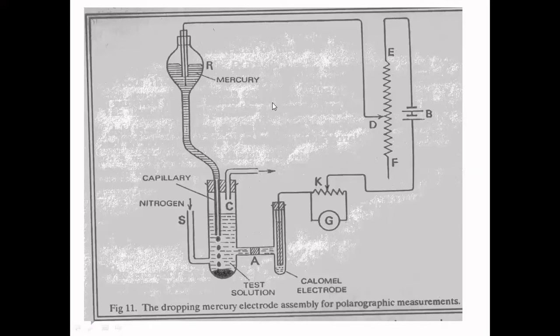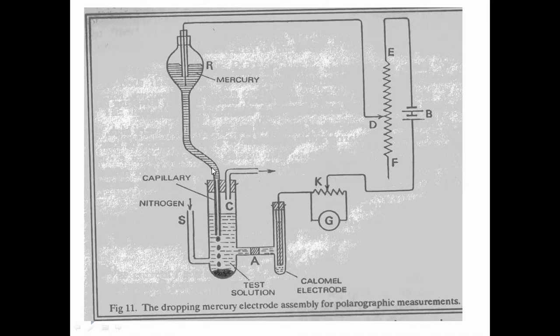This is a schematic assembly for a polarographic measurement using a dropping mercury electrode. Here is the capillary tube of the dropping mercury electrode, which acts as the cathode and is connected to an H-type cell, which is connected to a galvanometer. There is also a battery and other setups. Here we are passing nitrogen, supplying an inert gas through the solution. What is the importance of this step?